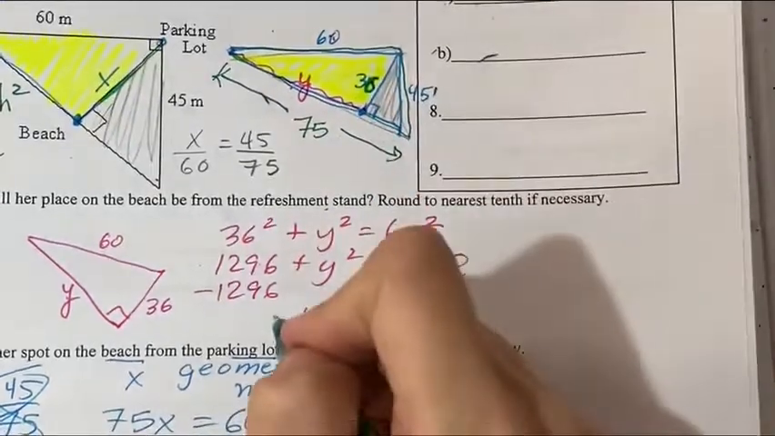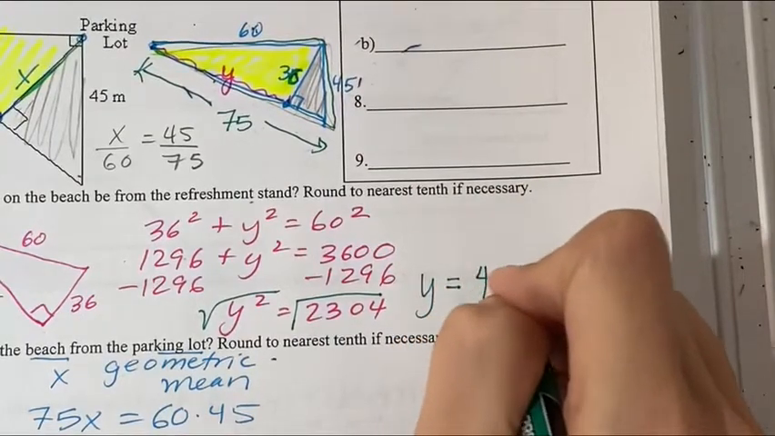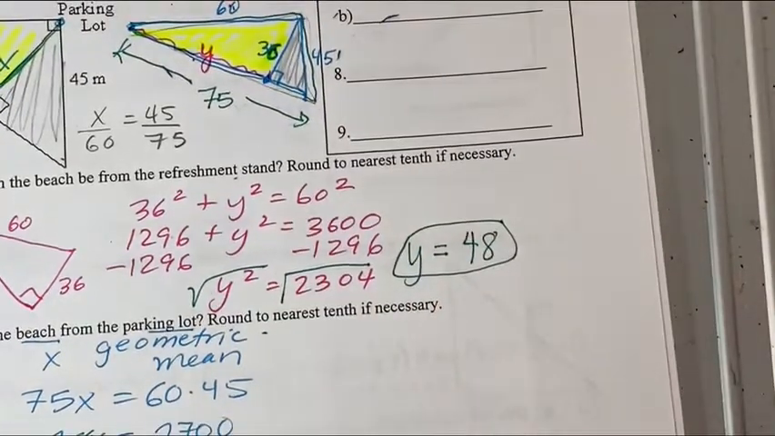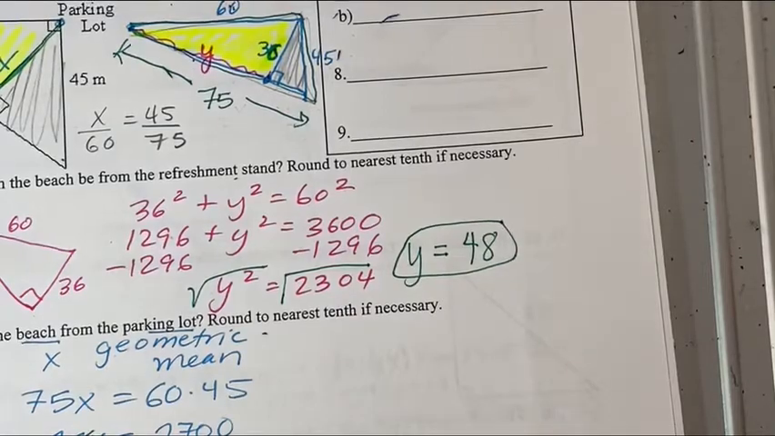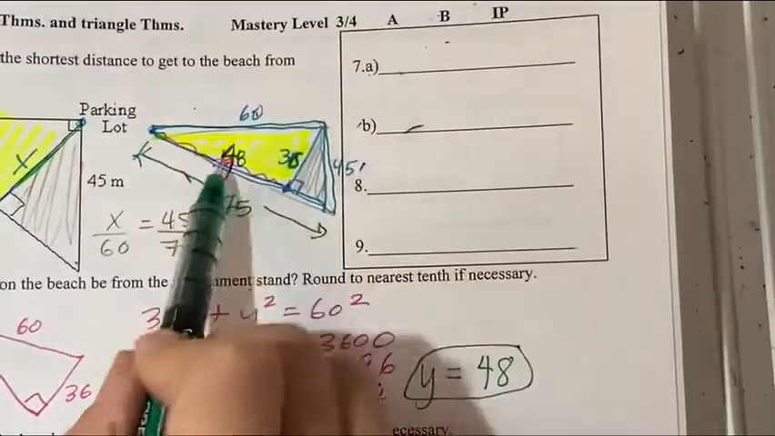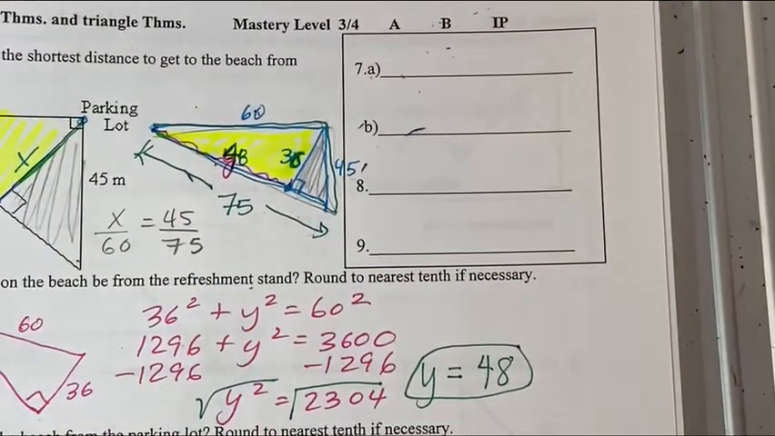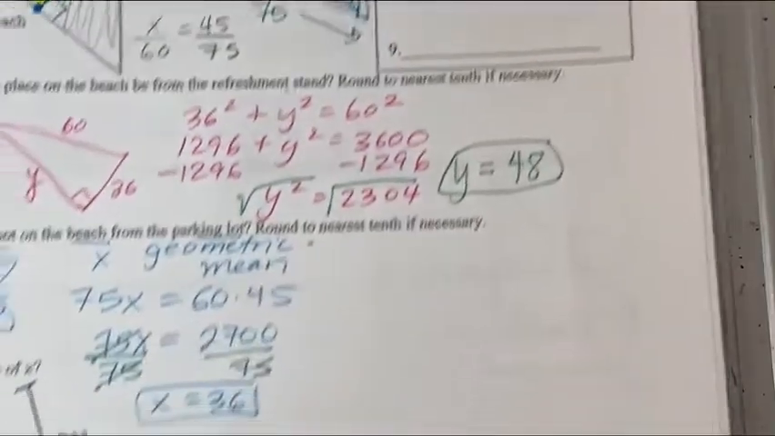When I take the square root of both sides, I get a surprise here. My answer is actually just a plain old number, 48. If I go back to the problem, would 48 fit here? It would. 48 is between 36 and 60. Cool. Let's check out the next one.